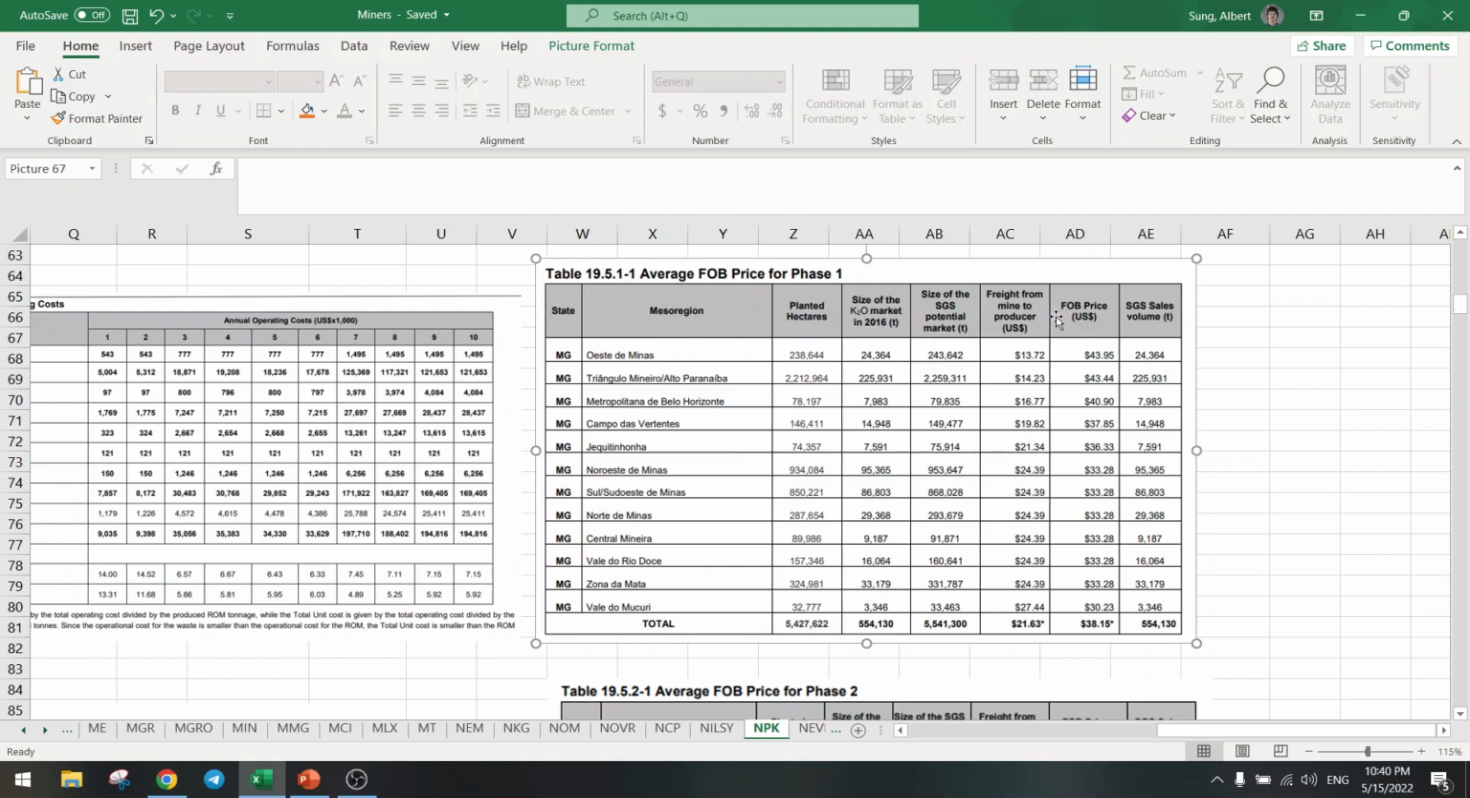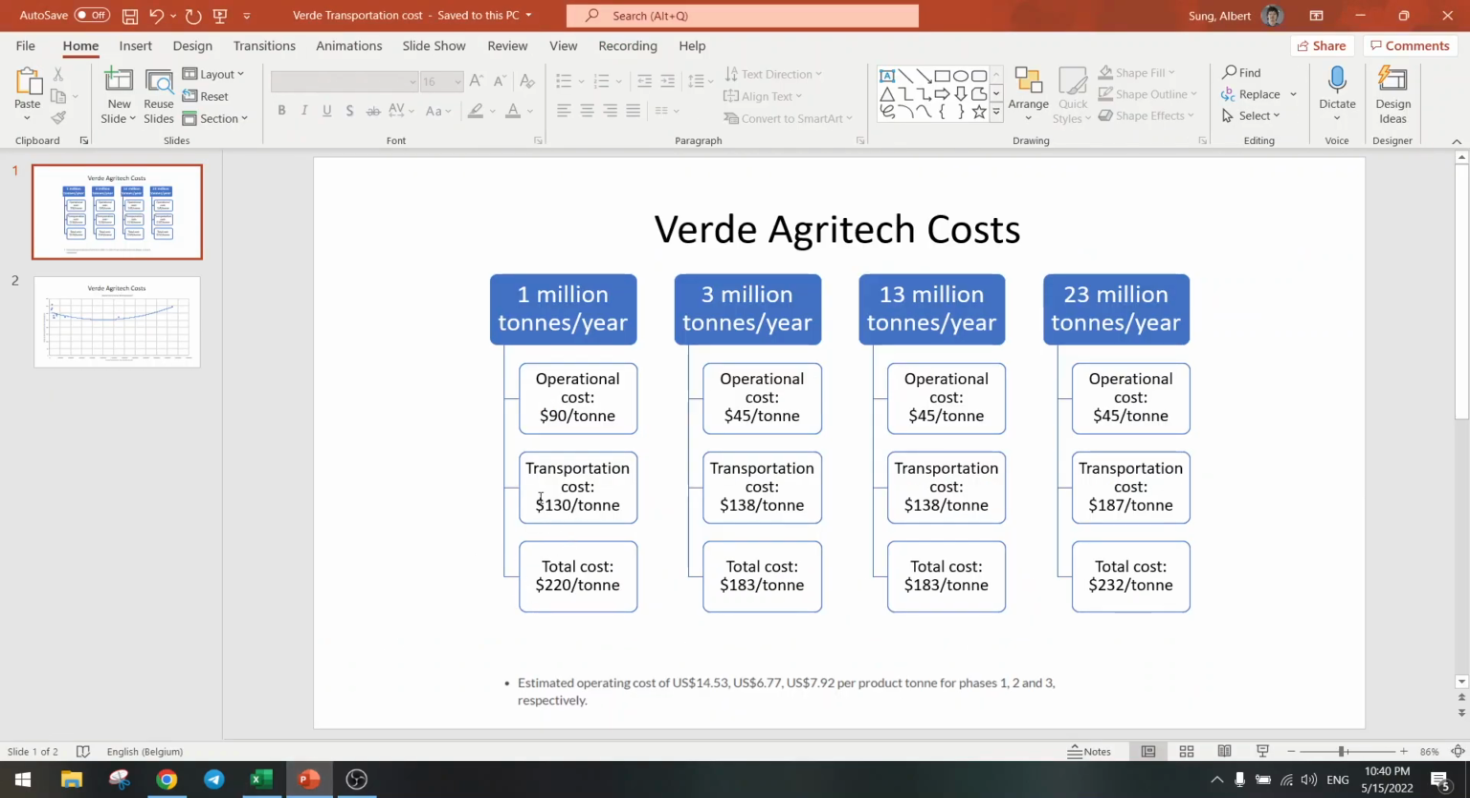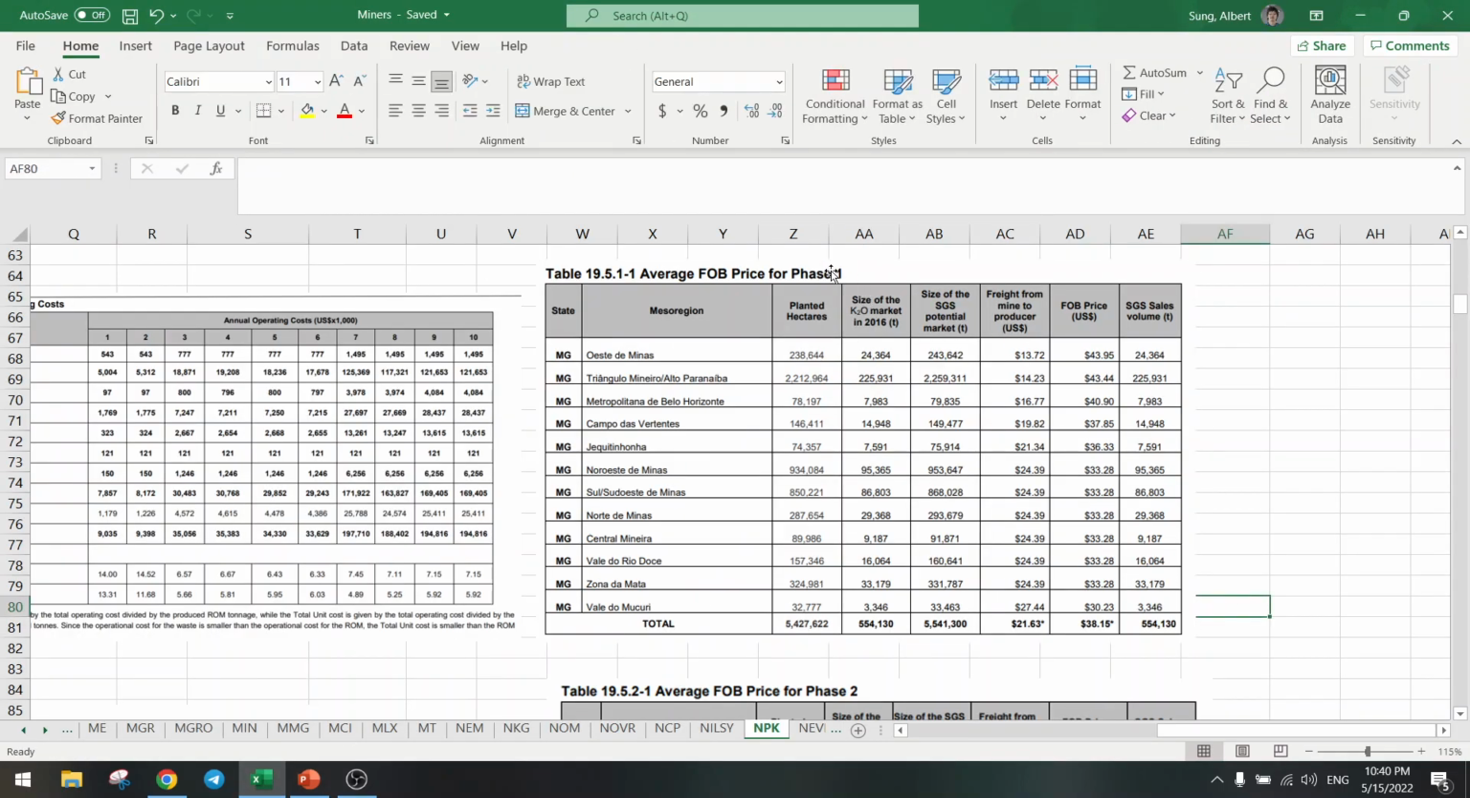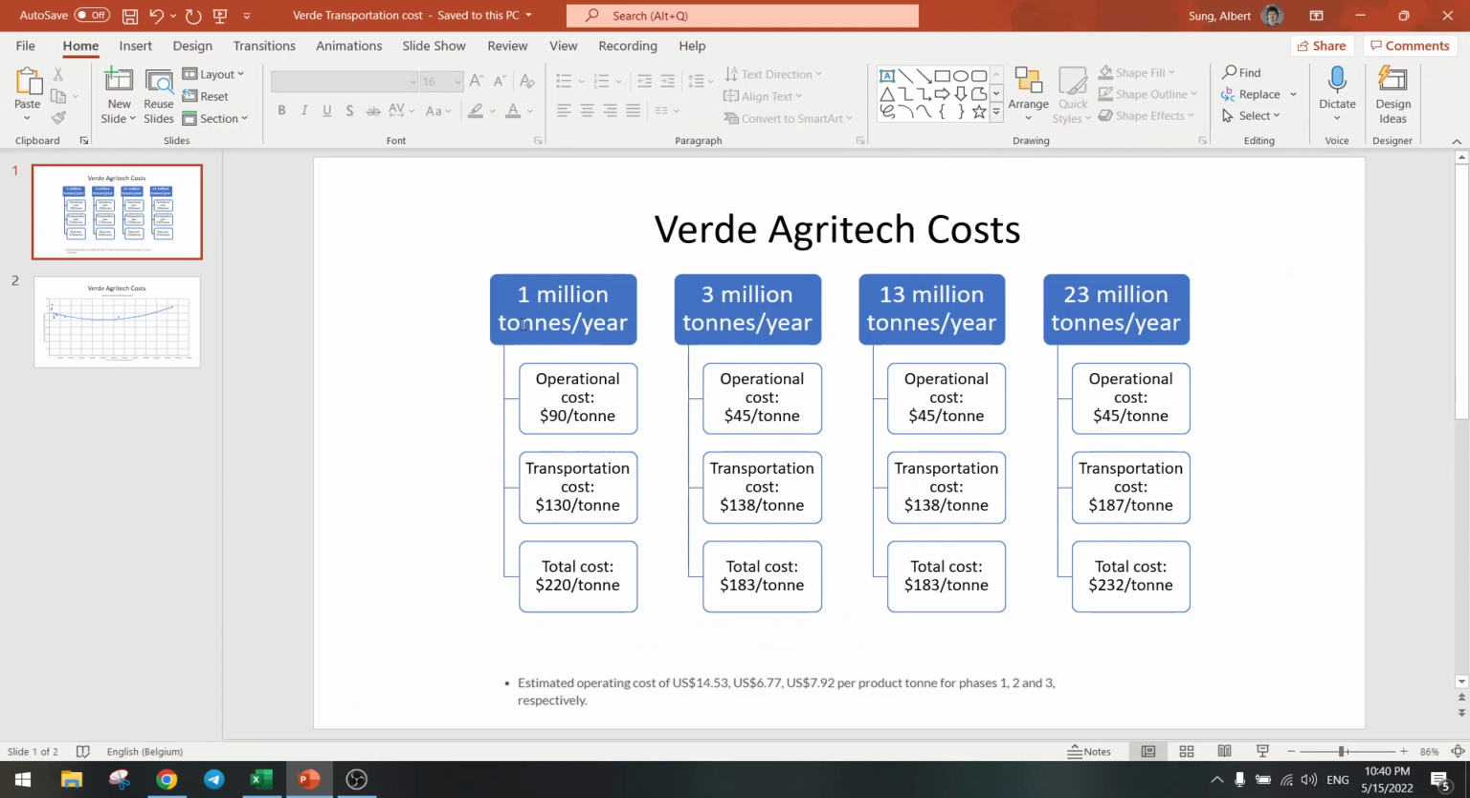So these are the freight costs from Verde to the farmers, okay? And that's about 21.6. If we do this times 6, we have our $130 per ton in transportation costs. And this is for the phase 1. Phase 1 was 600,000 sales volume. So I have taken this for the 1 million tons.